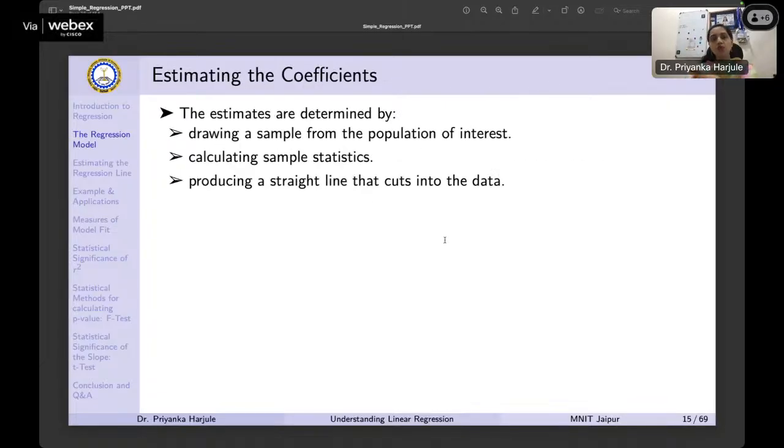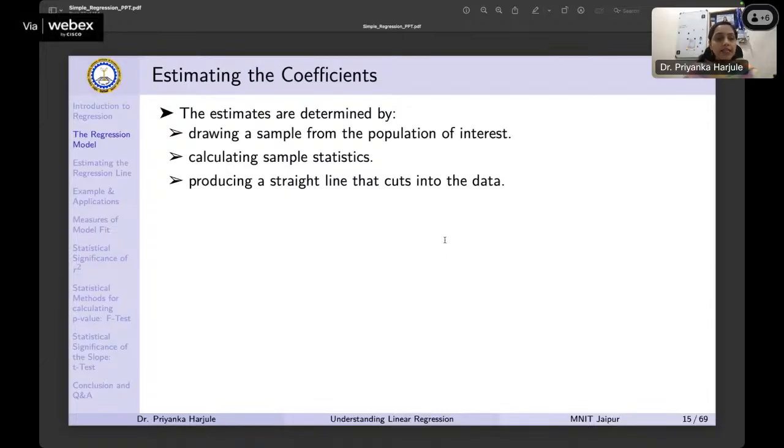Now let us see how to estimate the coefficients. First of all, you have to draw a sample from the population. You begin with the population, but since it's often too large to analyze the entire population, you will have to take a sample. For example, if you are studying how study hours affect exam scores in a university, you cannot collect samples from all the students of the university. So you collect the data from a sample of say 100 students.